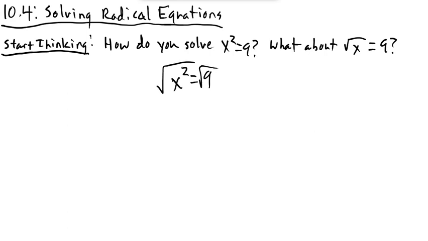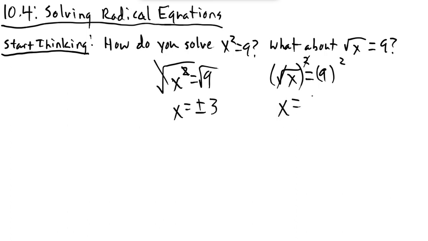The square root and the square cancel each other out, and we'd be left with x is equal to positive or negative 3. Now we're going to have to be careful with this today. When we're dealing with square roots, we'll only be looking at positives for the most part today. Okay, so what about the square root of x is equal to 9? Well, we said squares and square roots cancel each other out, so all we're going to do is square each of these to cancel them out. This would cancel out, and we'd be left with x is equal to 81.